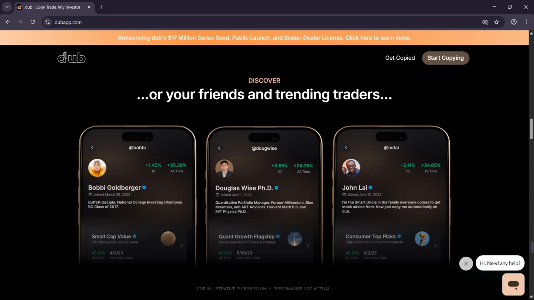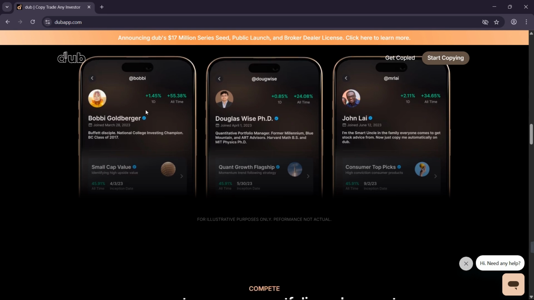Even top traders can have losing streaks, and following them doesn't guarantee profits. Additionally, Dub charges fees for its services, and while the platform offers value, you'll want to ensure that the costs align with your financial goals.